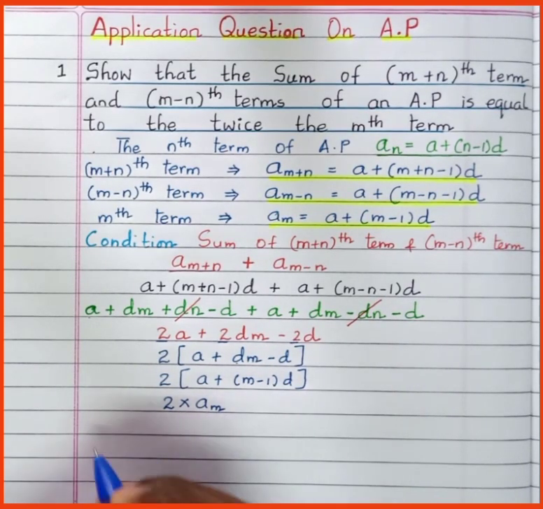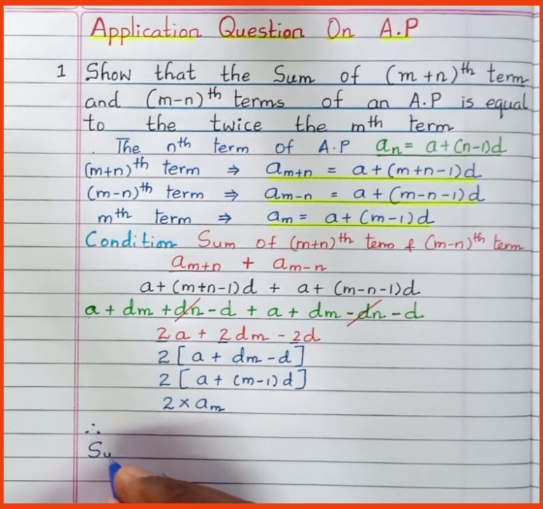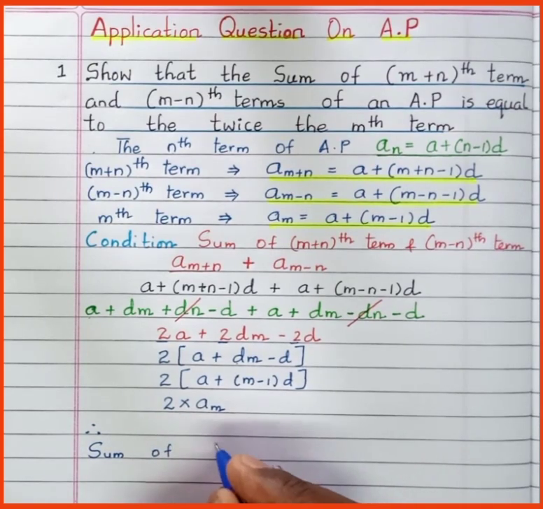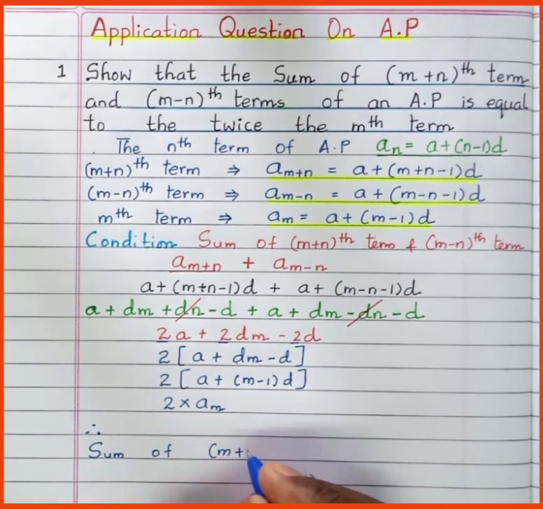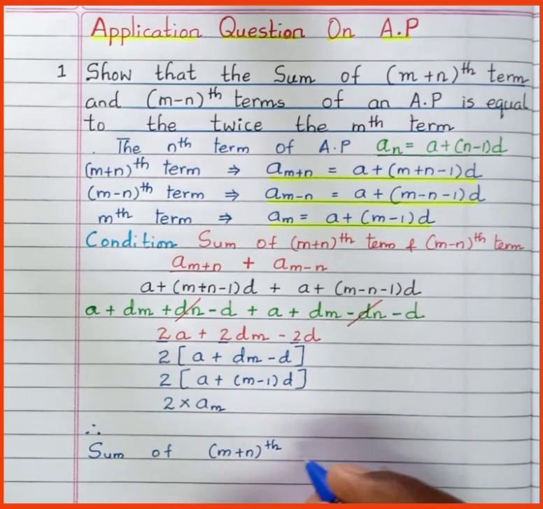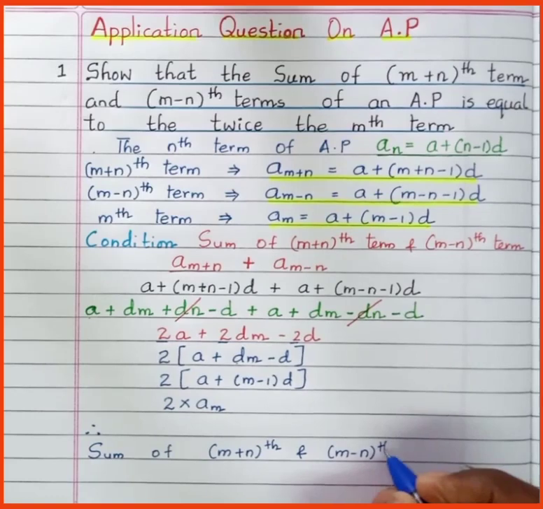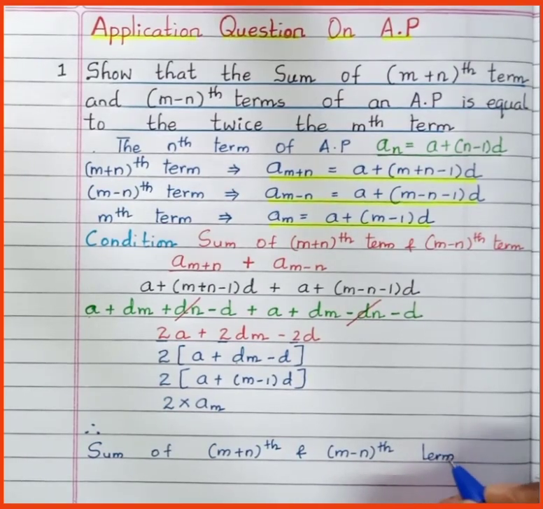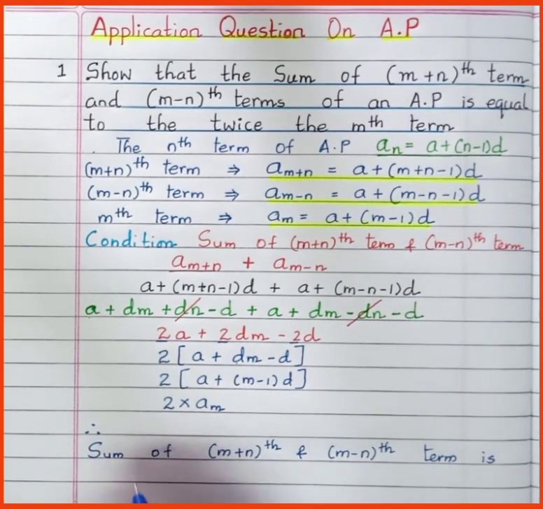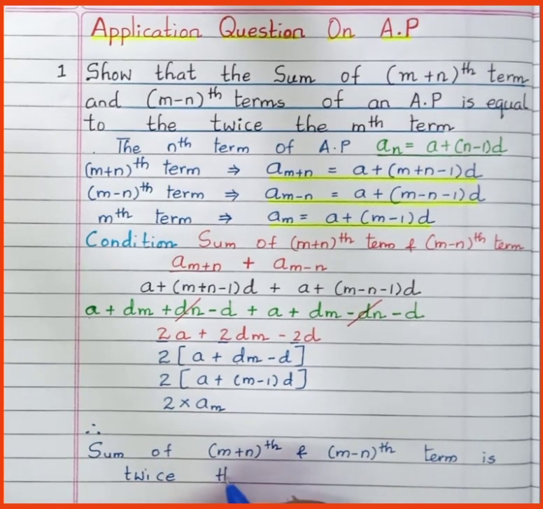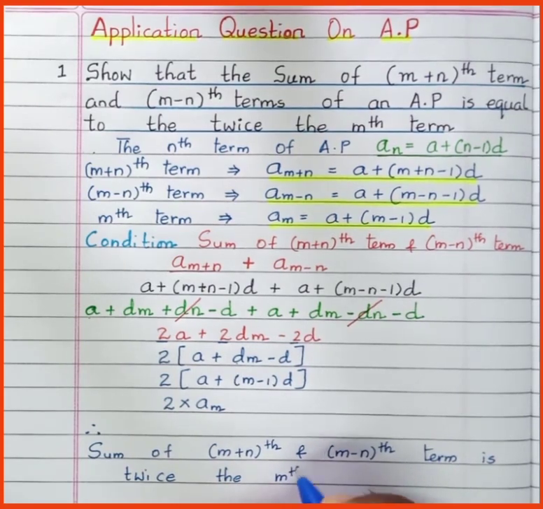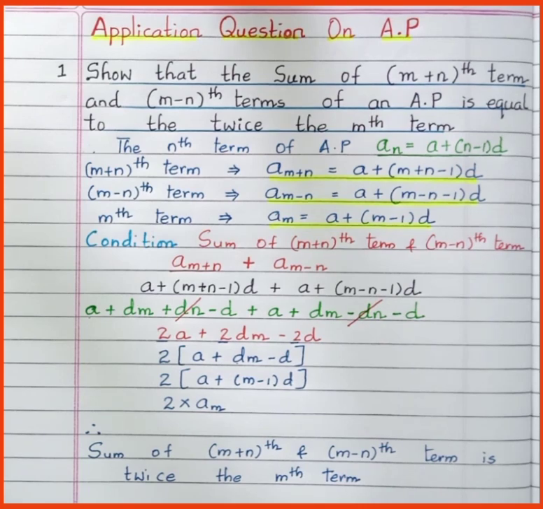We have proved that the sum of the m plus nth term and m minus nth term is equal to what? Twice the mth term. That is, the sum of the m plus nth term and m minus nth term is twice the mth term. Hence, we have proved the condition: the sum of the m plus nth term and m minus nth term is twice the mth term.